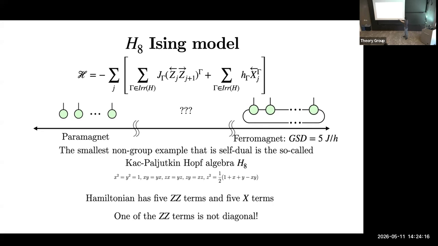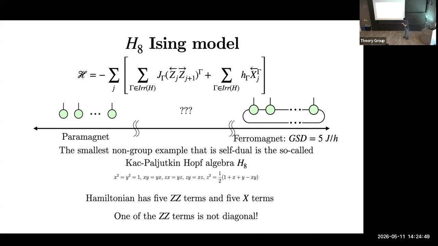And so the paramagnet has 1 state. The ferromagnet actually has a ground state degeneracy of 5, one for each irrep. And the Hamiltonian, you can write down an X term and a ZZ term for each irrep. So there are actually 5 ZZ terms and 5 X terms. And interestingly, the point that you were making here is that the ZZ term is not diagonal. So that does not easily allow us to map it to a statistical mechanics model.